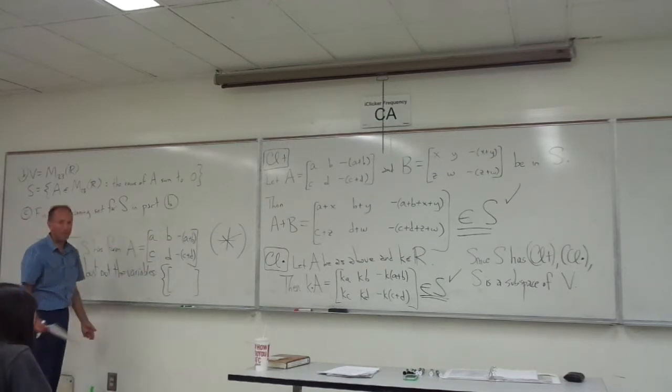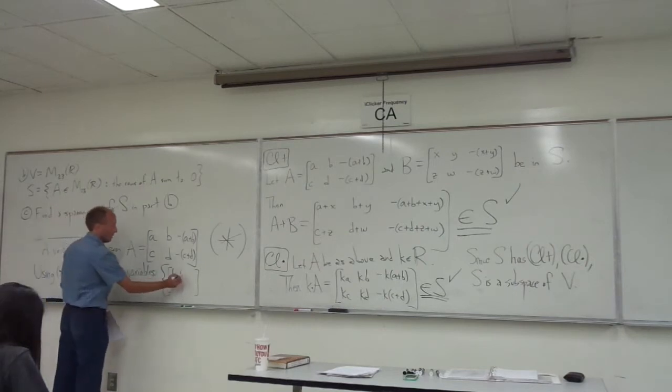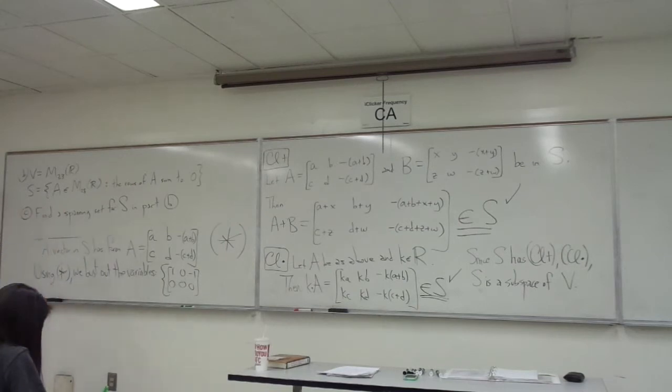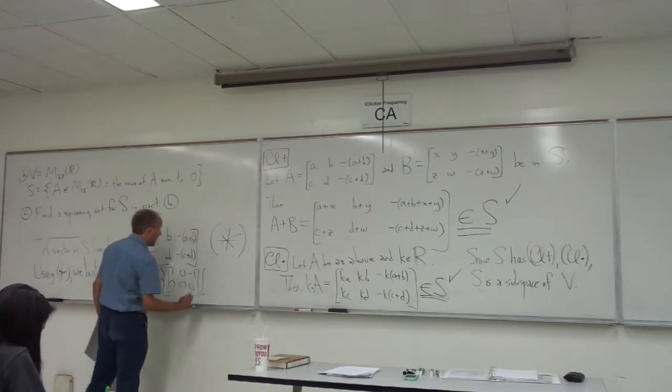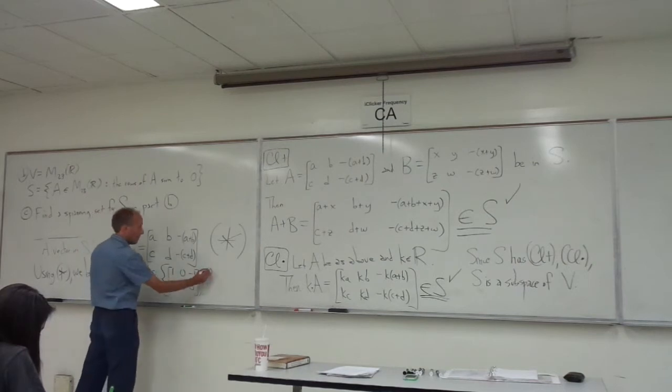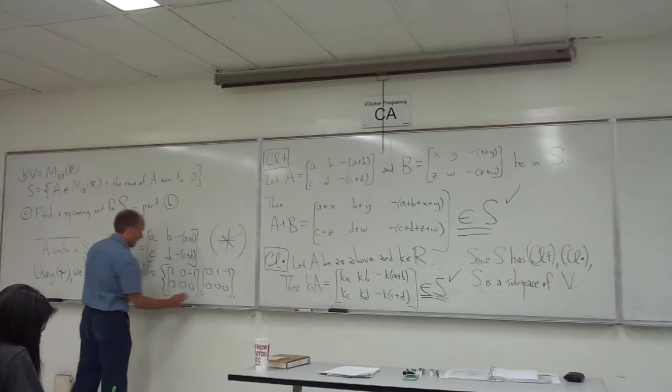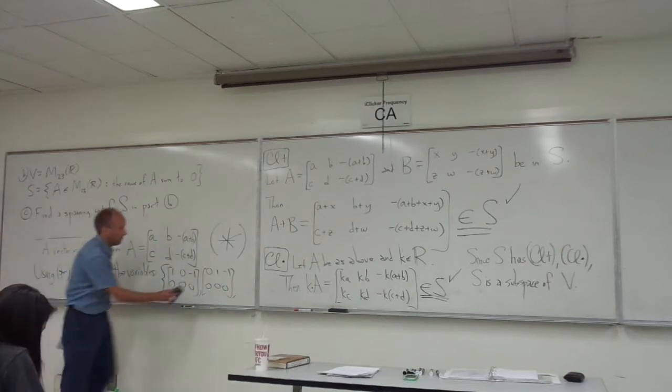What would be the first one? 1, 0, 1, 0, negative 1, all zeros, 0, 0. You just look at where the A's are and put the coefficients in there. Okay, what about when I bust out the B? 0, 0, 1, 1, negative 1, 0, 0. Okay, like that.